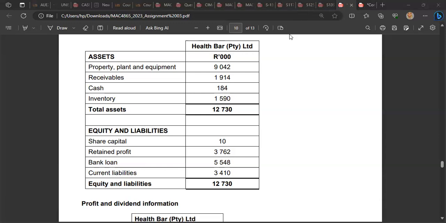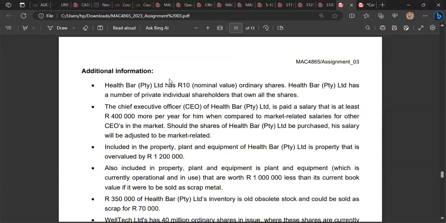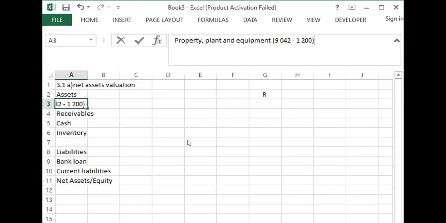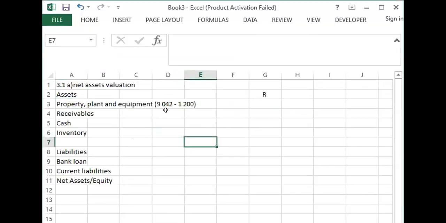It's 9042, and then they said it's overvalued by how much? By 1,200, I believe. Let me just check that. Yes, 1,200. So this is the value as per the balance sheet, but they are saying it's overvalued by 1.2, so we make that adjustment. Which means the amount that goes in is 9042 minus 1,200. Easy so far. Let's go back again and check if there's anything else.